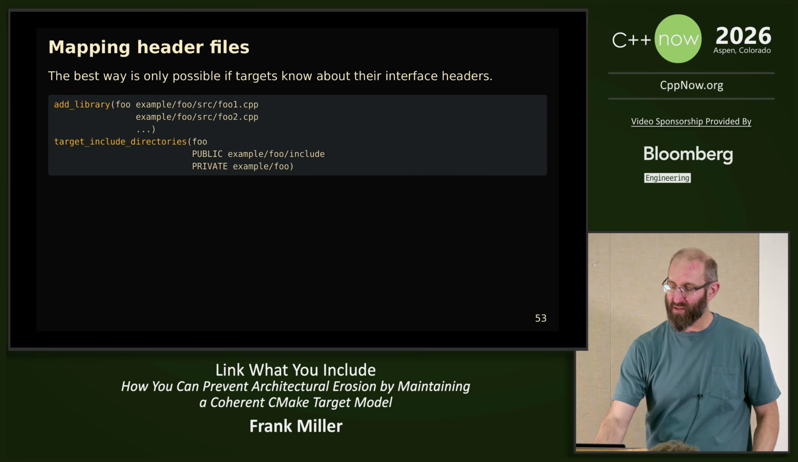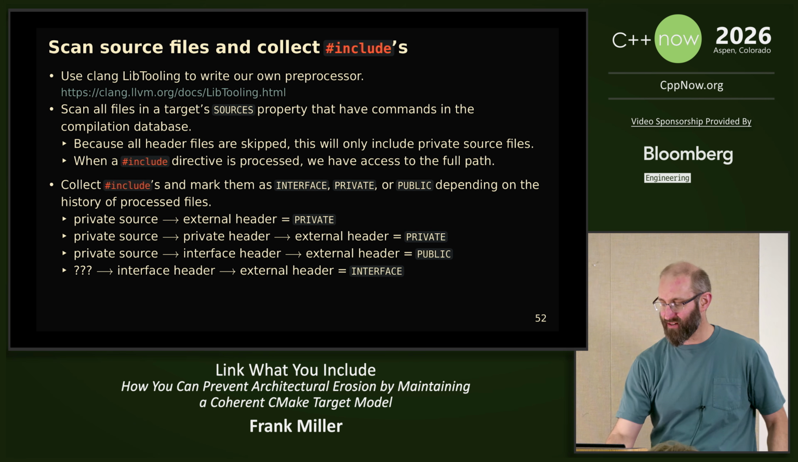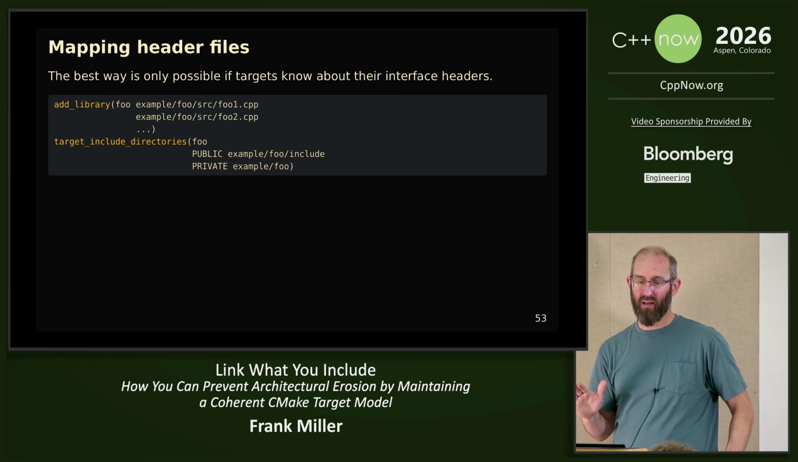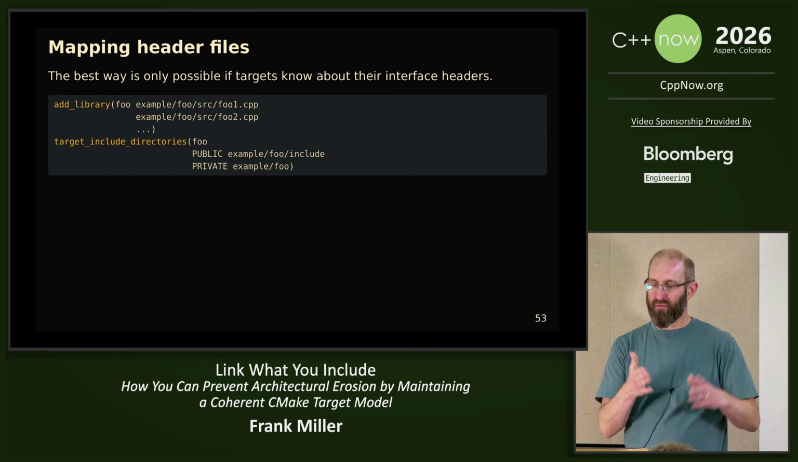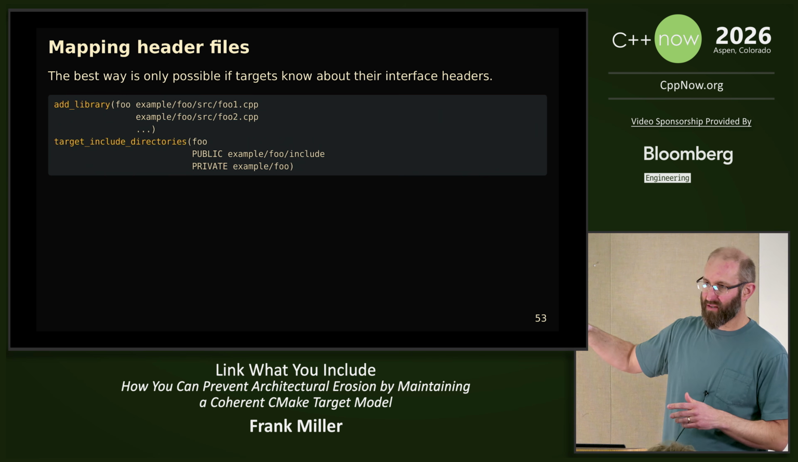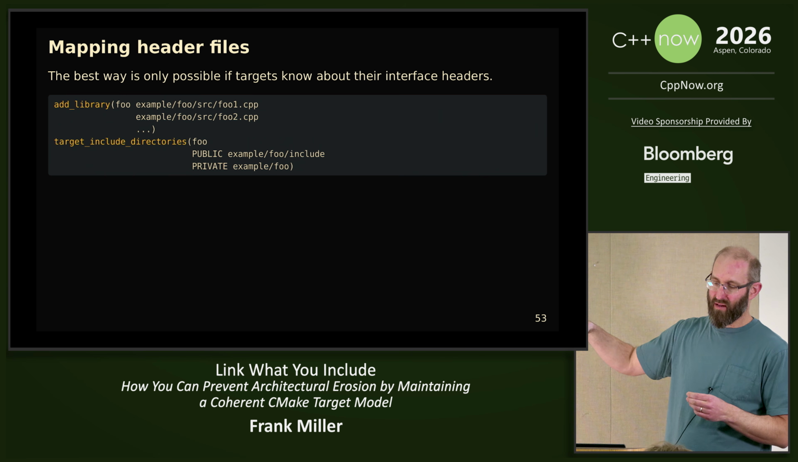All right, so the first thing I want to talk about is, once we get these external headers, how do we map them to targets? The best way is only possible if the targets know about their interface headers. So I mentioned earlier when I was showing you the CMake, I was doing it like this, and I mentioned there's a better way, right?